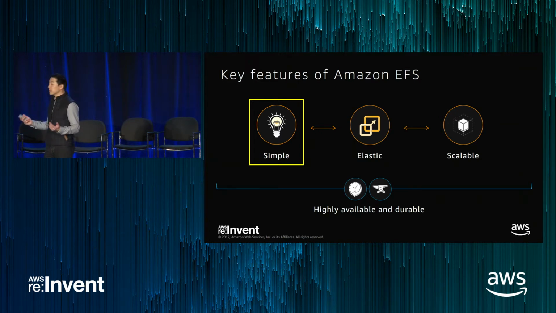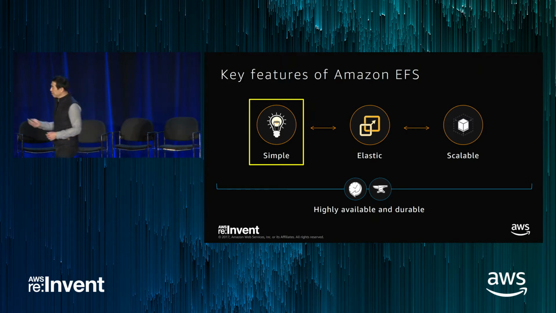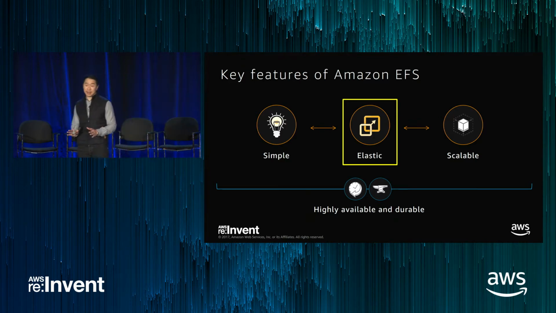You can create a file system in seconds, literally just a couple of clicks in the console. Even the pricing is simple, and we'll get to that in a little bit when we cover the economics. In terms of elasticity, file systems grow and shrink automatically as you add or remove files. There's no need to provision at any time, either for performance or capacity. And you only pay for the storage that you use.